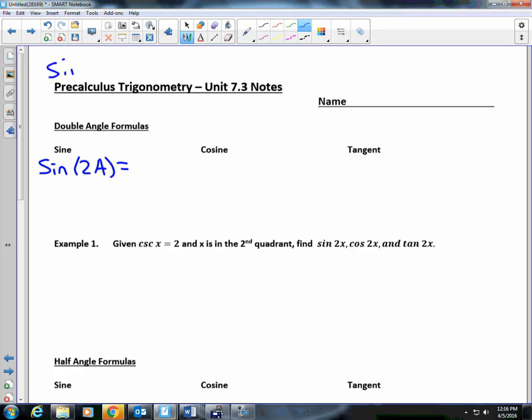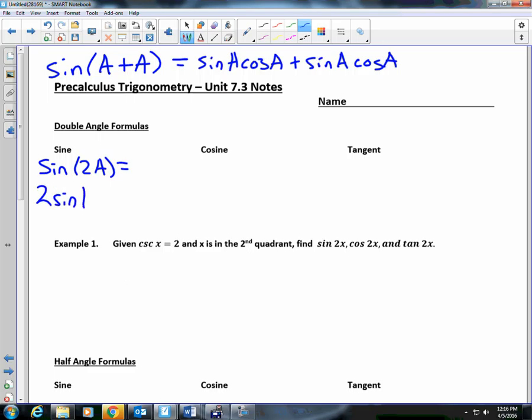I could write that as sine of a plus a, right? And I could use my sum and difference formula to write sine of a times the cosine of a plus the sine of a times the cosine of a. Those are the same, aren't they? So I get 2 times the sine of a cosine of a.